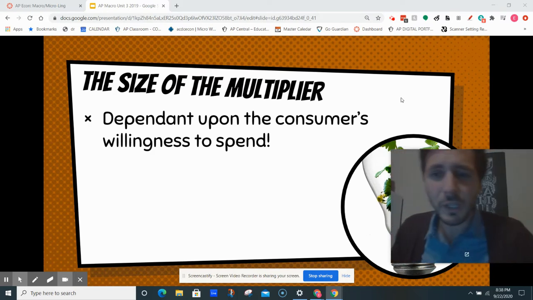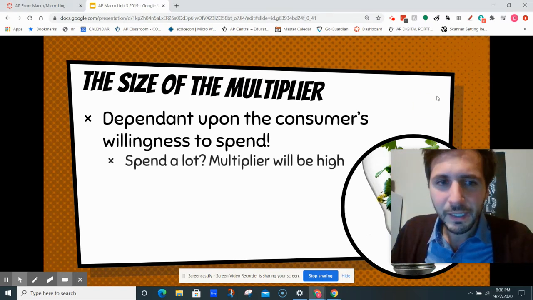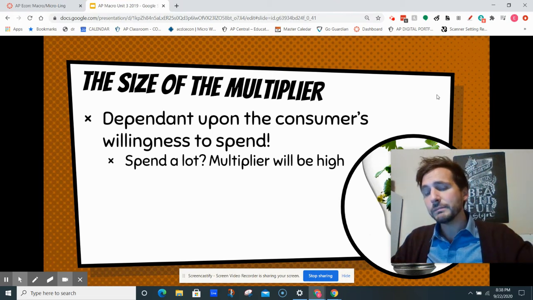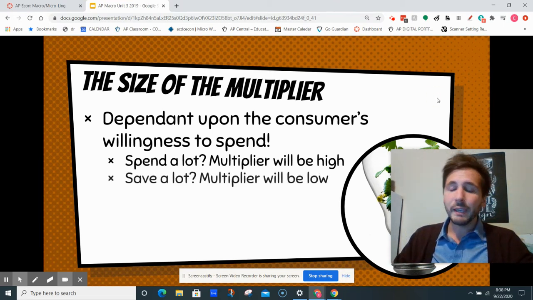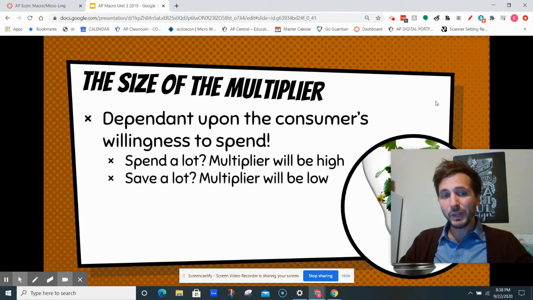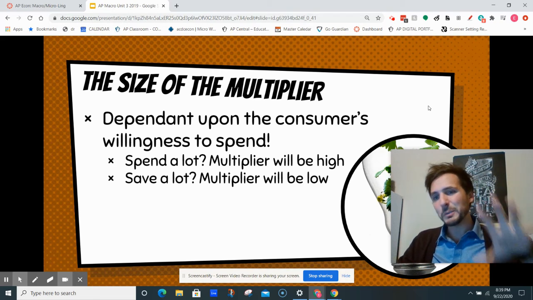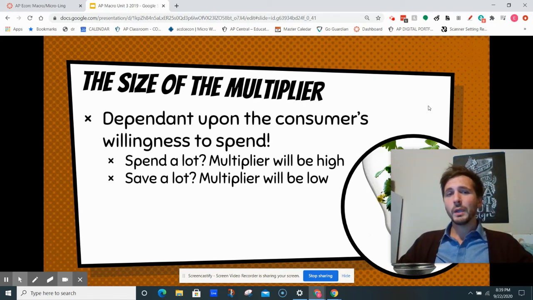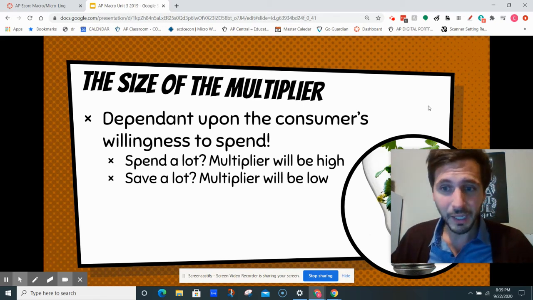So it really depends on our propensity to spend. If you spend a lot, the multiplier will be high. If the people of our economy save a lot, the multiplier will be very, very low. In other words, in order for government spending to be really effective, we want spending to be pretty high.